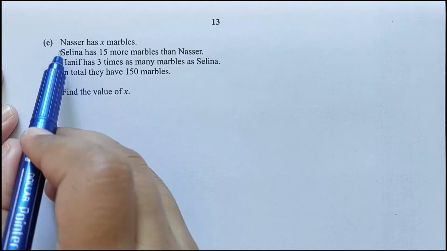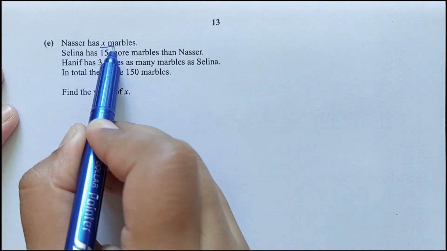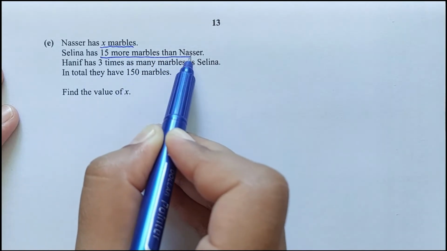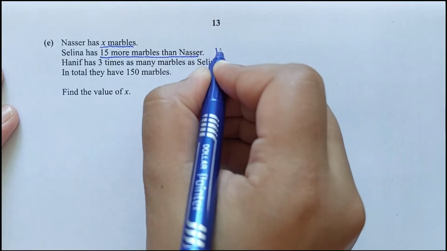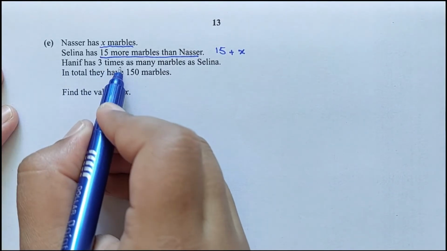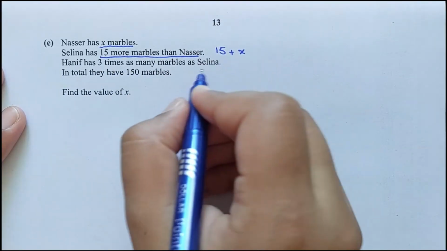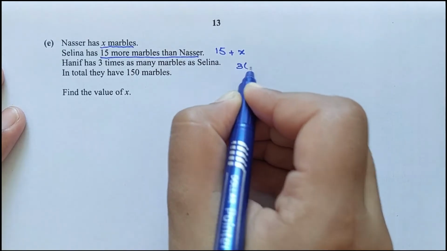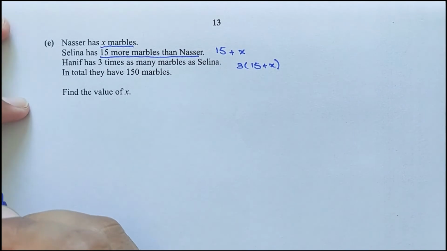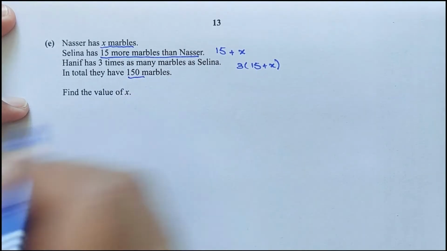Now for part E, Nasir has x marbles. Selena has 15 more marbles than Nasir. So this is 15 more marbles than Nasir. Hanif has 3 times as many marbles as Selena. So this is 3 times the marbles of Selena. In total, they have 150 marbles. Find the value of x.